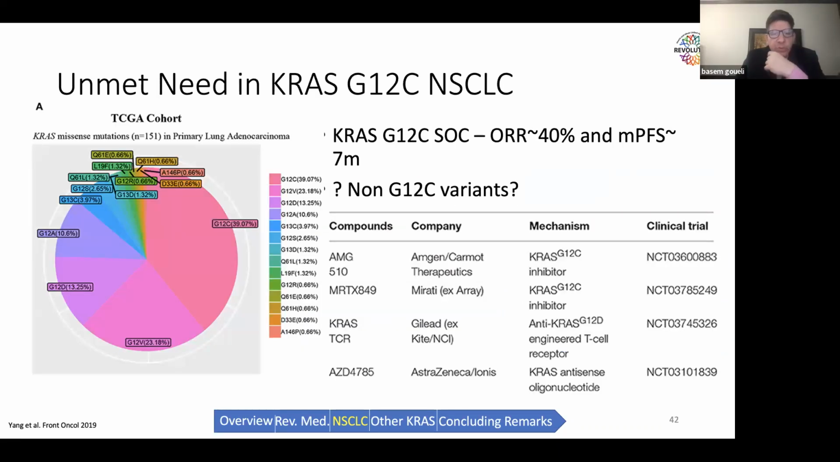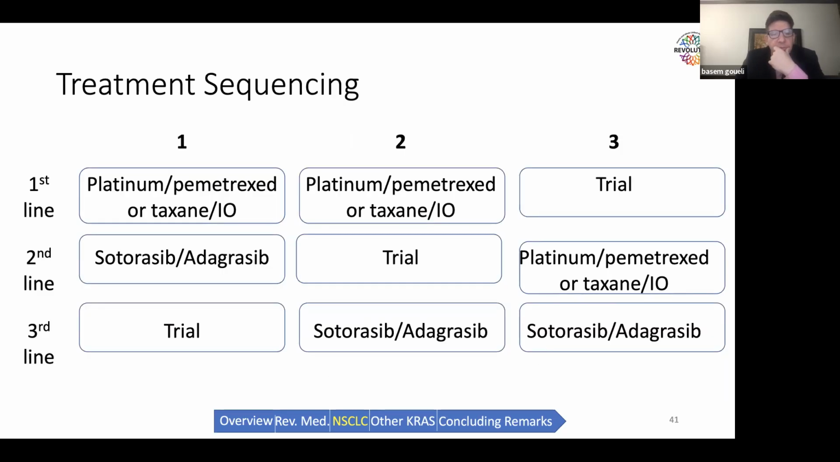So Ram, which sequence would you choose for this patient? Right now, I would choose number 2, simply because in the front line, there are not a great many studies at this point. So I would stick to a platinum pemetrexed and IO. And there are several studies, including Revolution Medicines studies, where we are looking at SOS1 inhibitor combos with KRAS inhibitors in the second line.